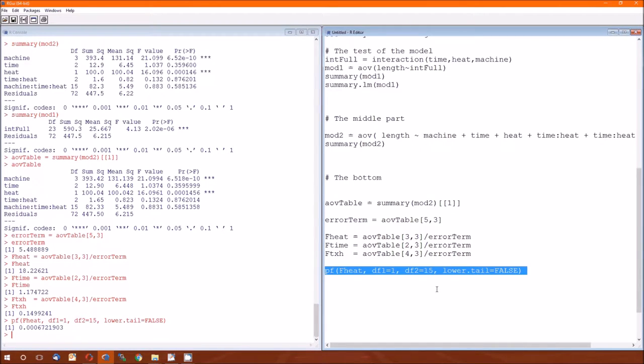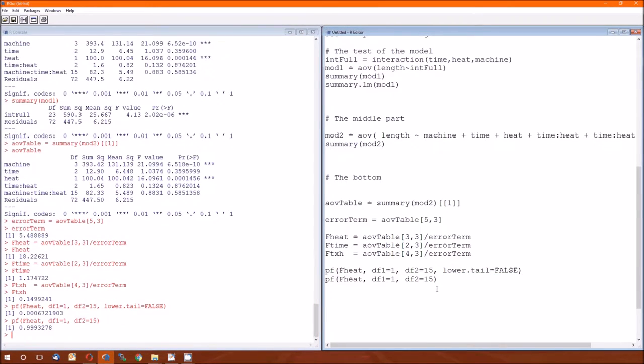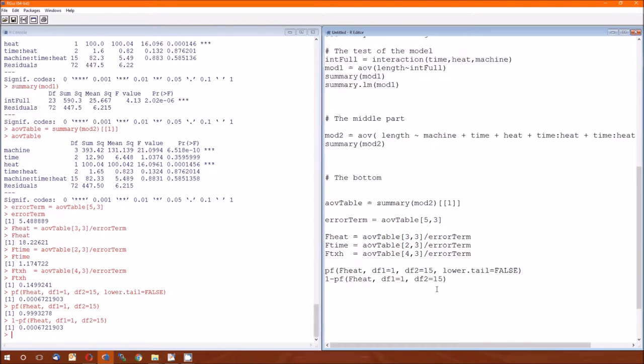What would happen if we wanted the lower tail? If we left that part off, you'll get 1 minus the p-value that we actually want. So you could also do this, and that'll give us the correct p-value.